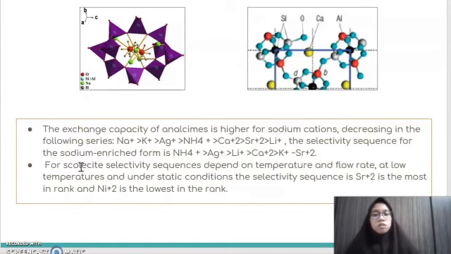For the scolecite, the selectivity sequence depends on the temperature and also flow rate. But at low temperature and under static condition, the selectivity sequence has Sr2 plus as the highest and the lowest one is Ni2 plus.